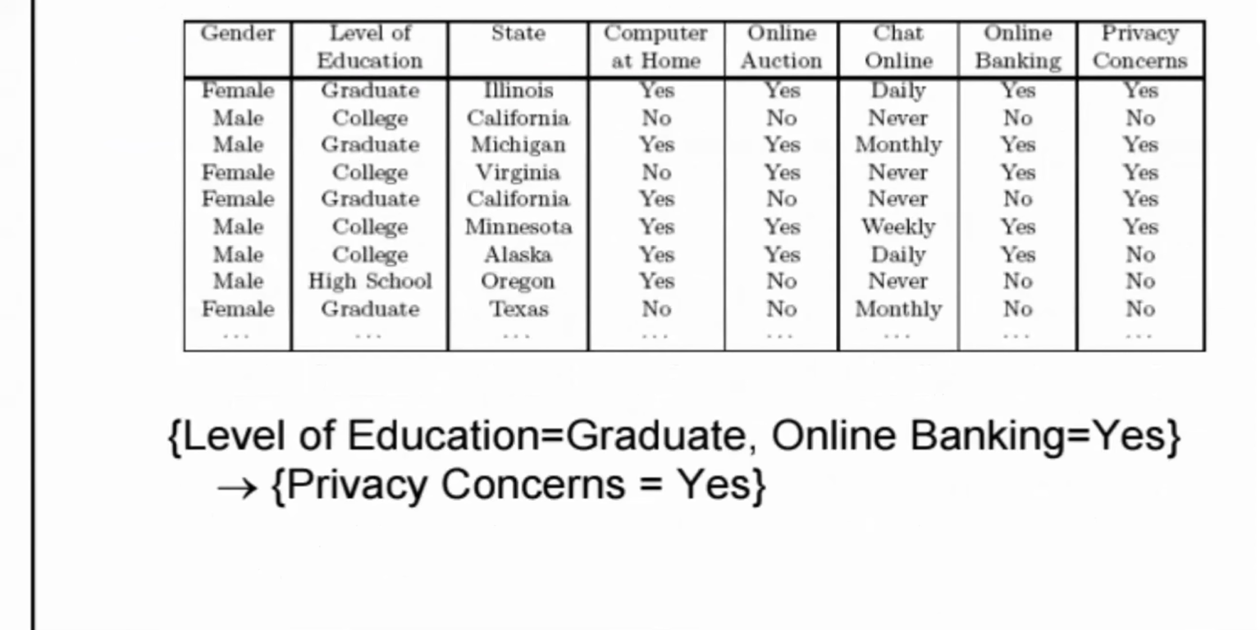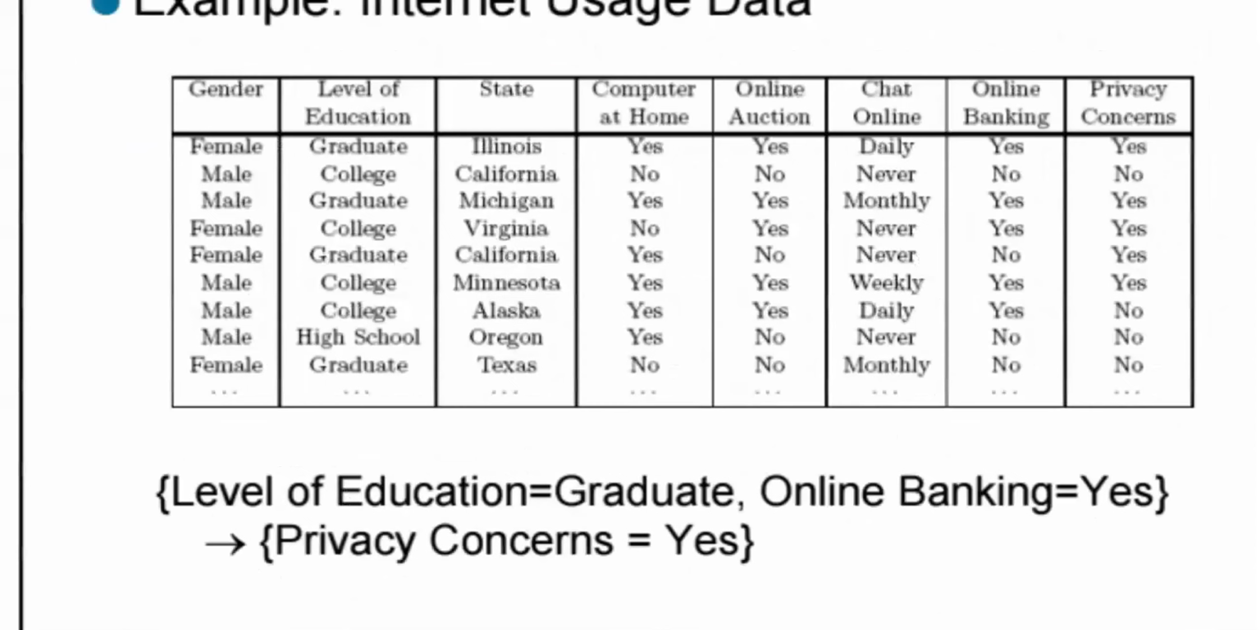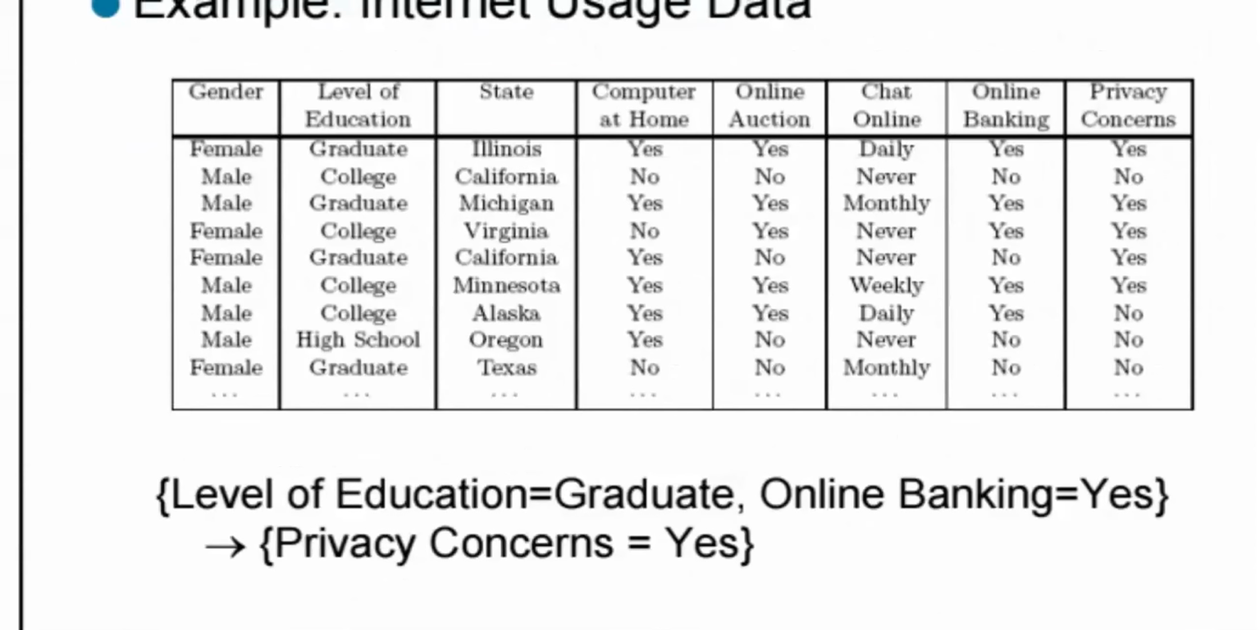To extract such patterns from the categorical and symmetric binary attributes, we transform them into items first, so that the existing association rule mining algorithms can be applied. In this type of transformation, it can be performed by creating a new item for each distinct attribute-value pair. For example, the nominal attributes are level of education and state.